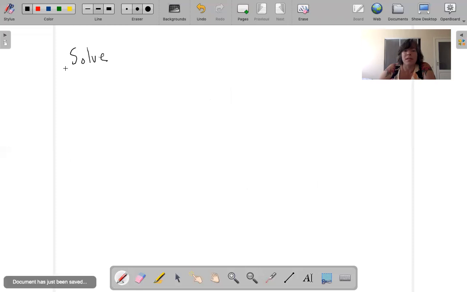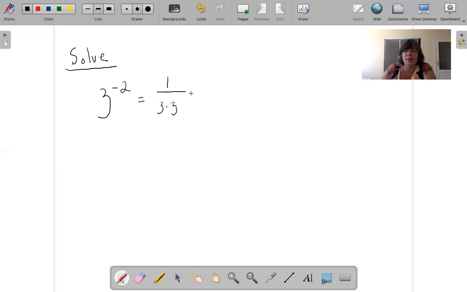Solve. This is what a test will look like. It'll say solve. Let's say 3 to the negative 2. Let's make it easy. So that equals 1 over 3 times 3. That equals 1 over 9. 1 divided by 9.